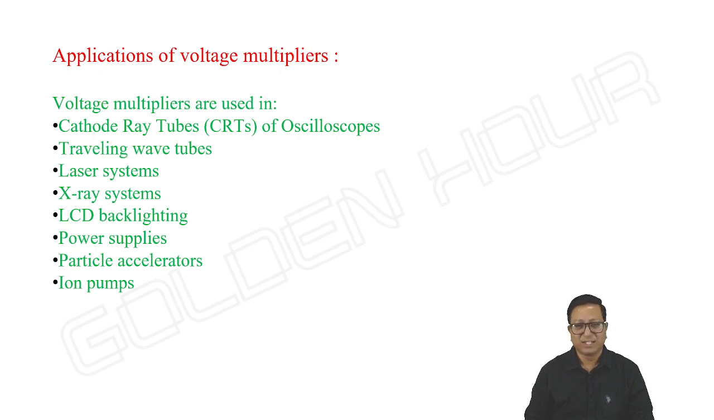Laser systems. Actually, wherever you need a CRT. These are all TWT, laser or X-ray. LCD backlighting, all these things make use of this CRT, which makes use of this voltage multiplier circuit. And power supplies, DC power supplies, regulated power supplies we say, RPS or DC power supplies.